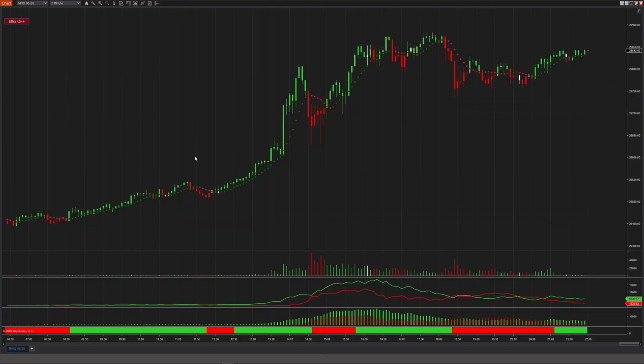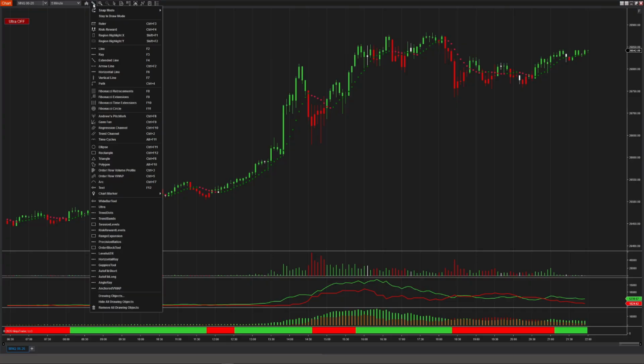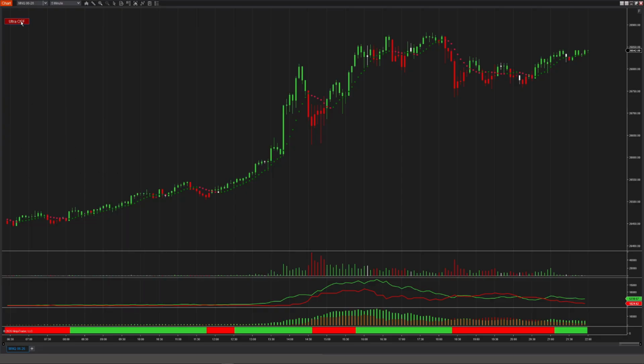Well, if you want to turn it off, you can then look at the chart with just the bars on there or just the volume indicators, but also we might want to turn that off if we want to use any of our drawing tools, or especially the Ultra drawing tool. So let's just click that back on.